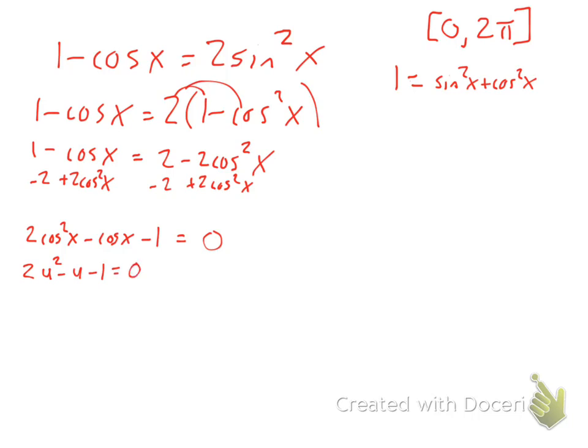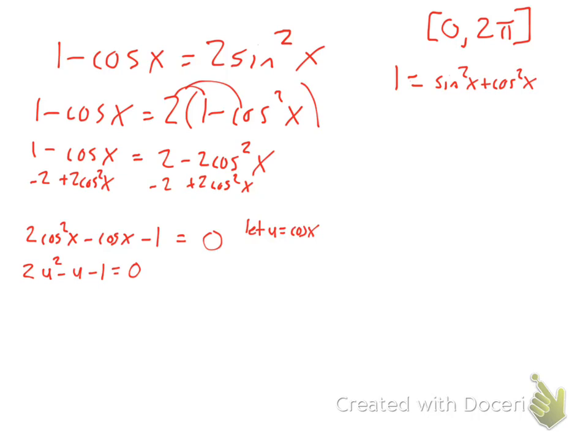Isn't that the same thing as this? I just take out cosine x and put a u there instead. Isn't that 2u squared minus u minus 1 equals 0? If it helps, take the cosine part out. The way I officially did that is I went here and I said let u equal cosine x. If I do that, then I get this resulting polynomial.